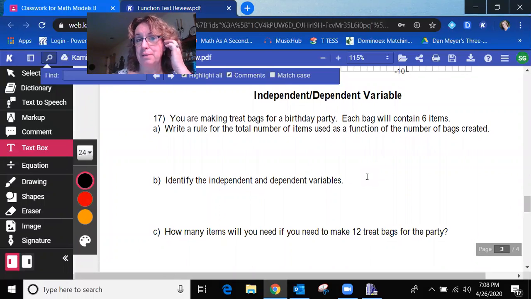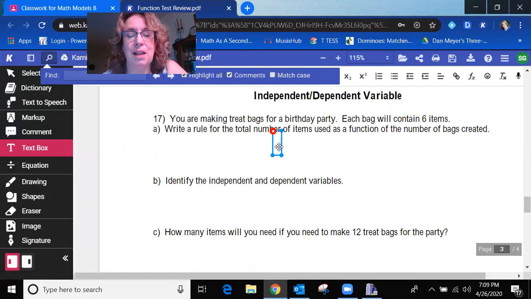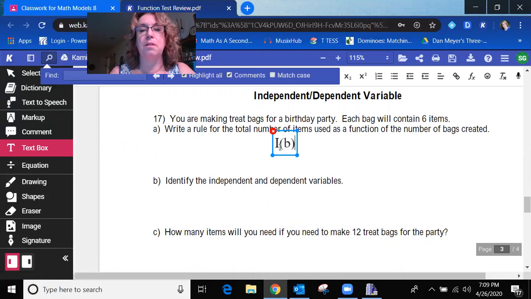Now here's something that takes a little bit more practice, a little more thinking, not calculating. You have to think about it. You're making treat bags for a birthday party. Each bag contains 6 items. Write a rule for the number of items used as a function of the number of bags. I like to use the letters. So the number of items is a function of the number of bags. So how do I figure out the number of items?